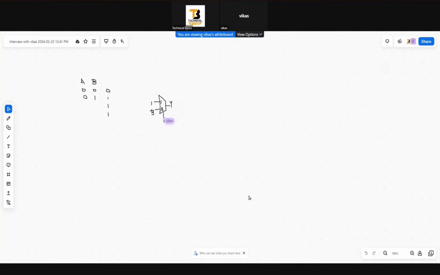Whenever A is 0, B will be forwarded as it is. Whenever A is 1, 1 will be forwarded to the output. Okay, can you draw an asynchronous counter? Maybe 3 bits only.